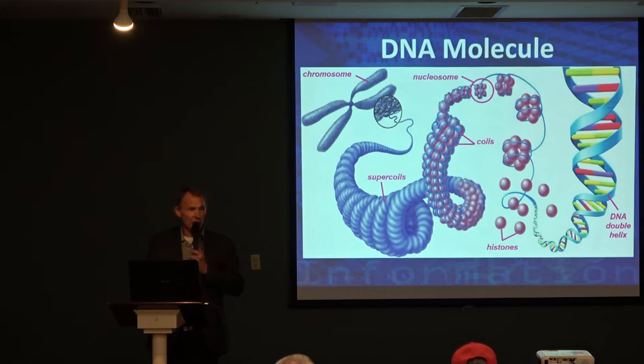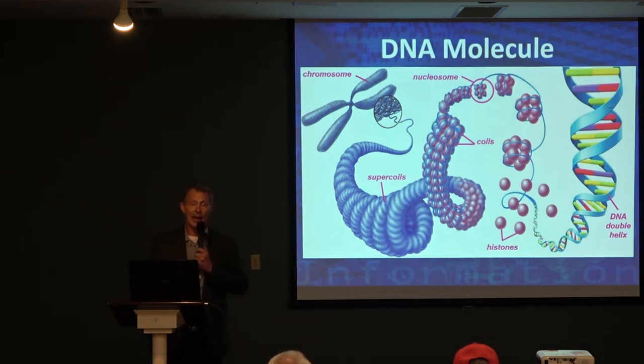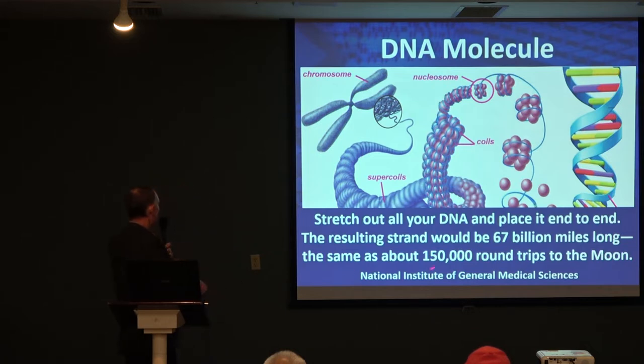And each human has 23 pairs of chromosomes. And in each one of those chromosomes is one DNA molecule that's wrapped very efficiently. And in each one of these DNA molecules, like we said, there are 2 strands. If you'd stretch out all the DNA in all of your cells, it would be 67 billion miles long. That's a long way. About 150,000 round trips to the moon. That's a lot of information.